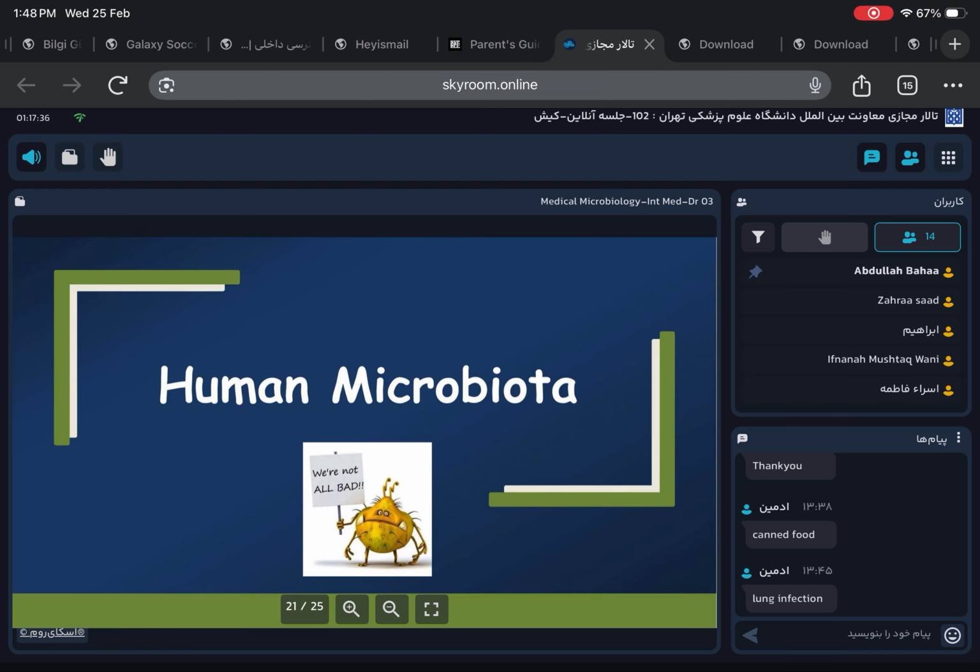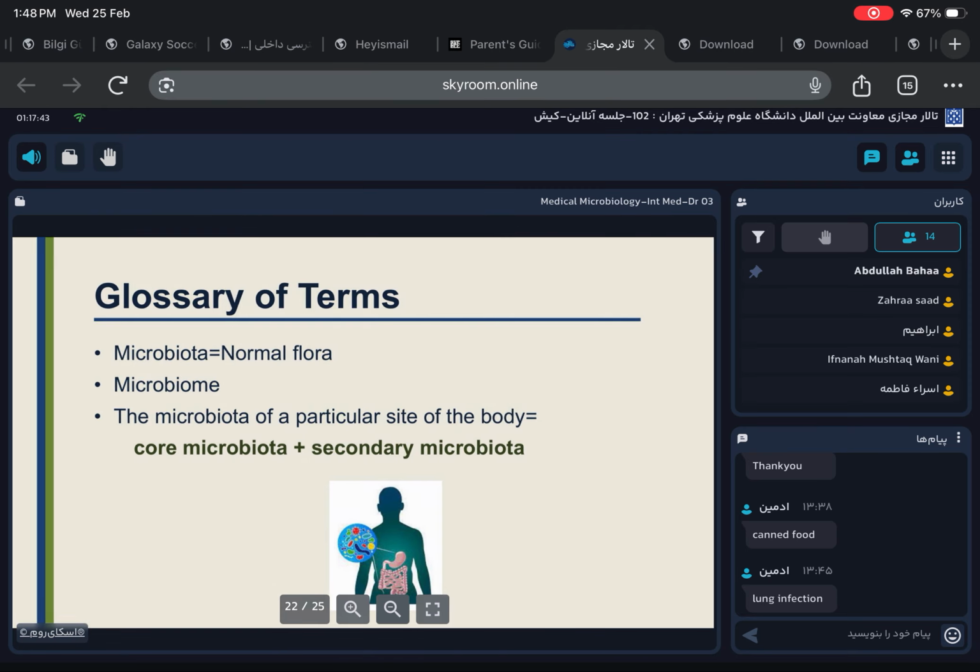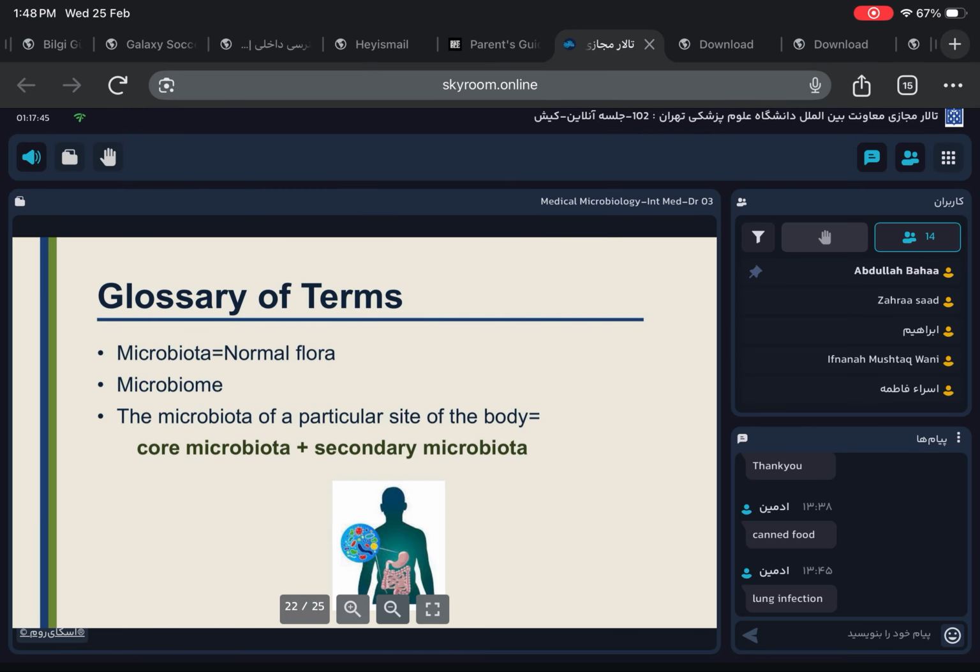The last topic that I'm going to talk to you about in this lecture is human microbiota. You already know some facts about human microbiota. Microbiota is also known as normal flora. Microbiota are microorganisms which are living normally on the skin or inside the body of healthy individuals. These are called microbiota or normal flora. The genetic composition of microbiota is called microbiome.